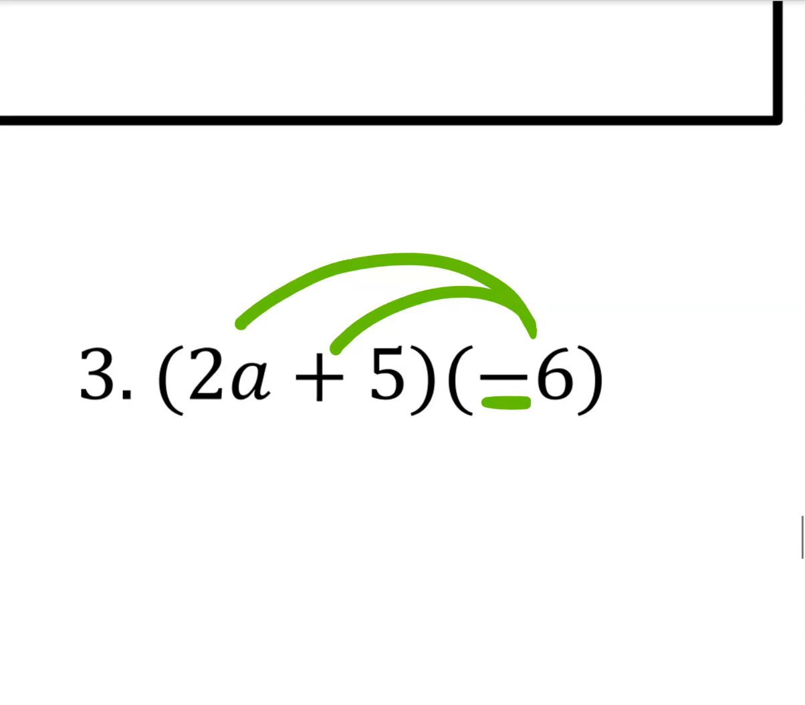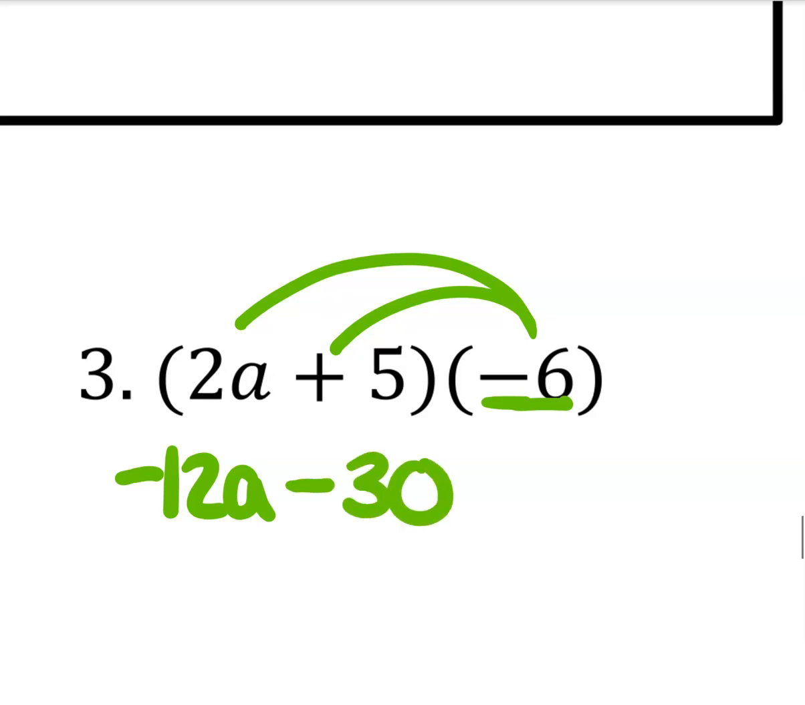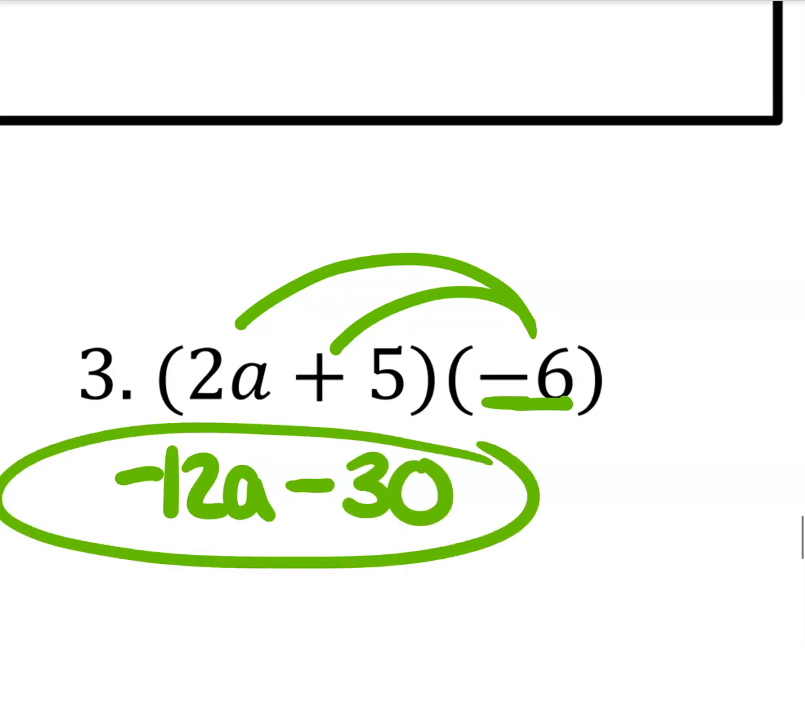So -6 times 2A, you always do the numbers together when you're multiplying. So -6 times 2, -12. And then the A is still there because it's like multiplication. And then 5 times -6 is -30. And that's as good as that one gets because the 12 has an A, the 30 does not.